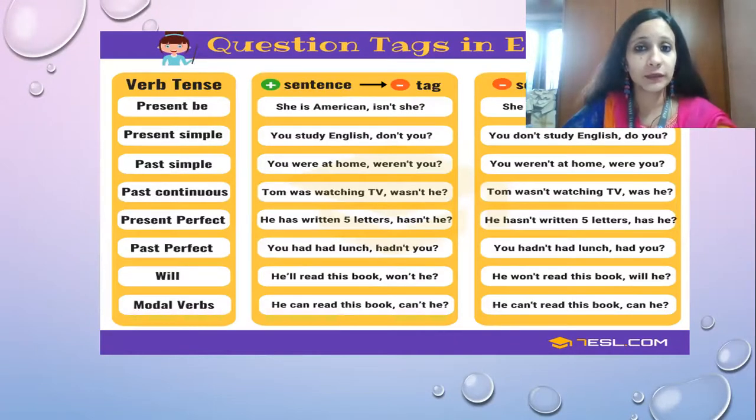Another rule that we must keep in mind in question tag is to maintain the tense. Whatever tense the main clause is in, please ensure that the tag remains in the same tense. For instance, if you have used the present simple tense is, maintain it in the question tag as in the first example. She is American, isn't she? While we use a past perfect tense, as in the example, you had had lunch, hadn't you? Please maintain the same past perfect tense, had, right? Such are the examples of past continuous, past simple, present simple, and present perfect as well.